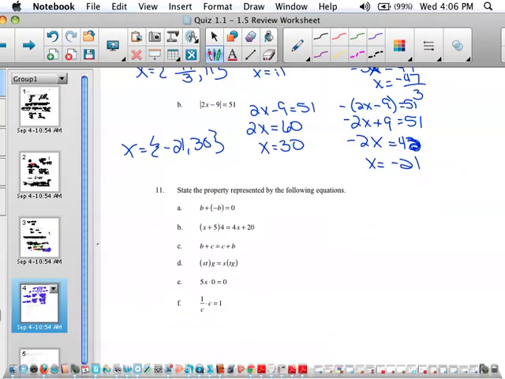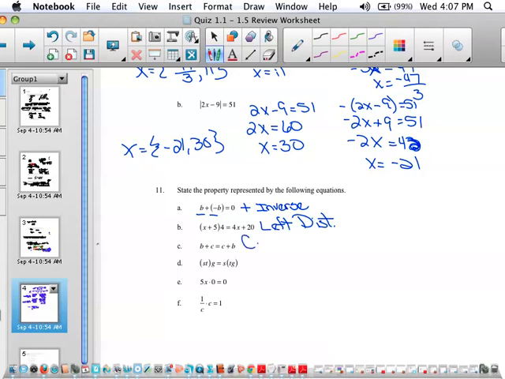Number 11 asks you to state the property represented by the following equations. Here, I'm adding the opposite, so that would be the additive inverse. And you can just use this symbol to identify the operation. B is going to be the distributive property. This is the left distributive property. You will rarely use the right or left distributive property. You'll use the distributive property, but you'll rarely identify it as left or right.